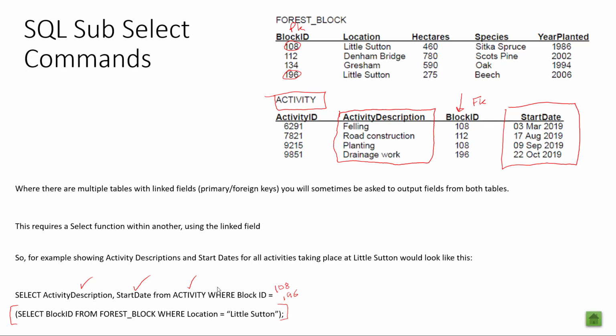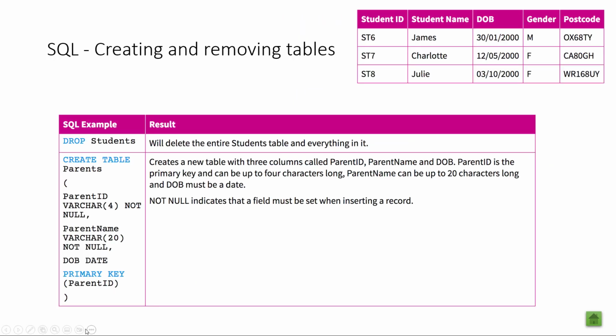Then it says select the activity description, start date from activity where the block ID is 108 and 196. So 108 gives you this one, 108 gives you this one, 196 gives you this one. That means felling 3rd of March 2019, planting 9th of September 2019, and drainage work, 196, 22nd of October 2019. Only those 3 are going to be outputted. It's a very specific command, and they're worth the most marks. Worth bearing in mind. All right.